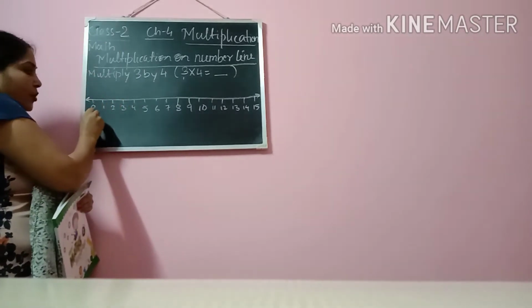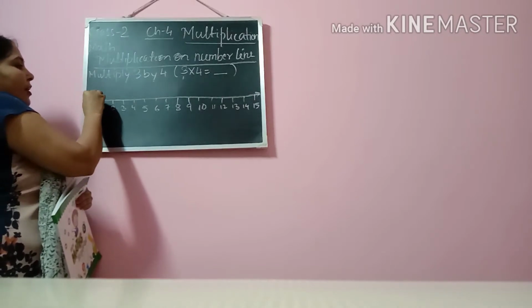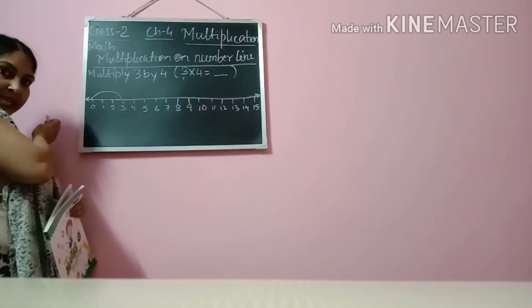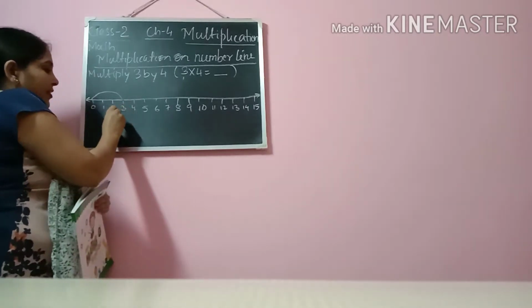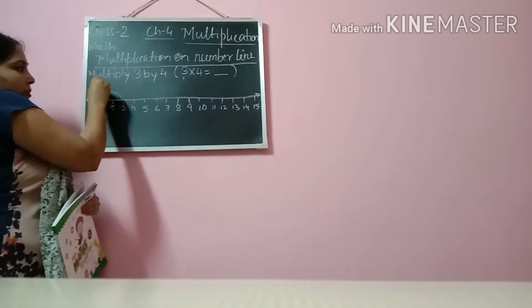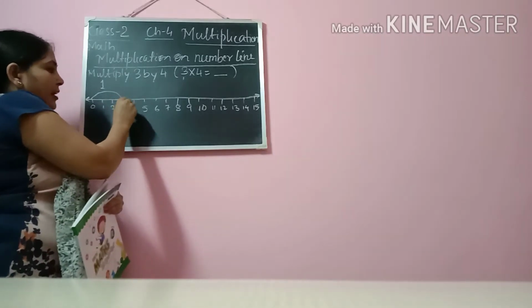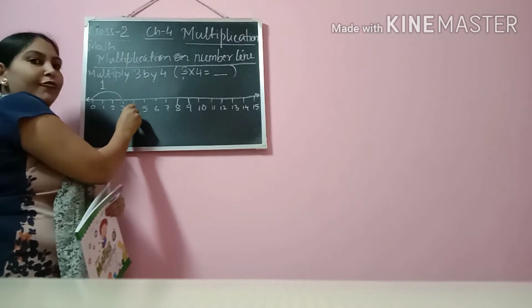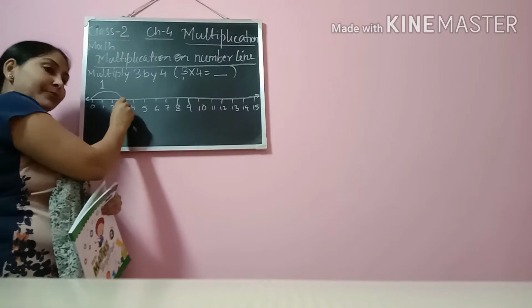We will start from 0: 1, 2, 3. So from here we have skipped 3 numbers, and we have landed on 3. This is our first time. Then from 3 only we will count again.